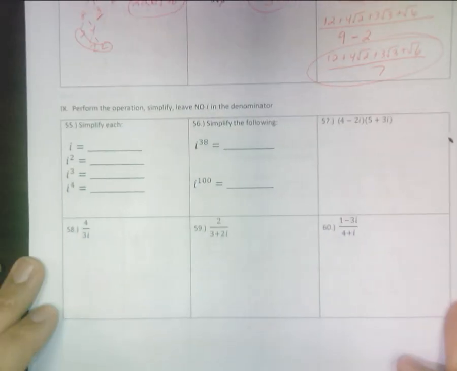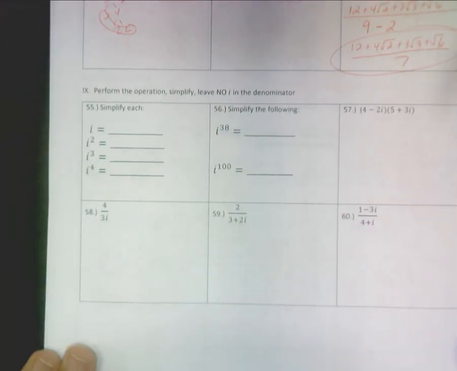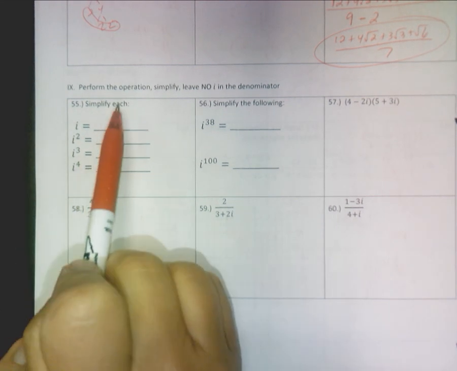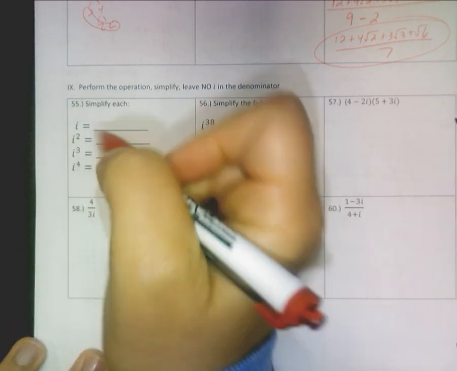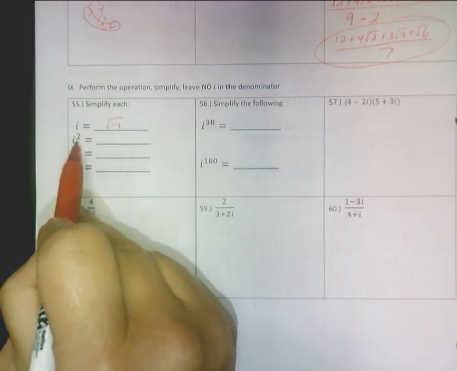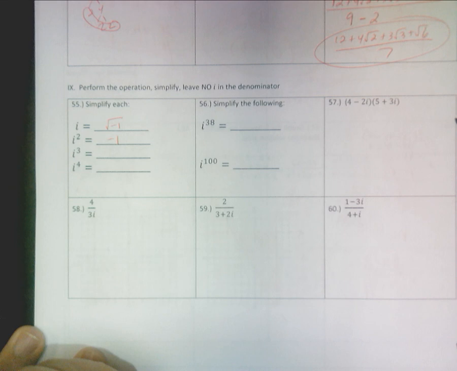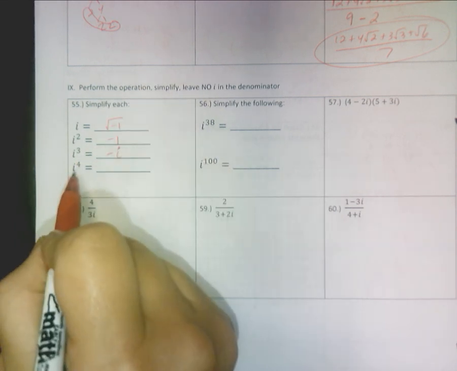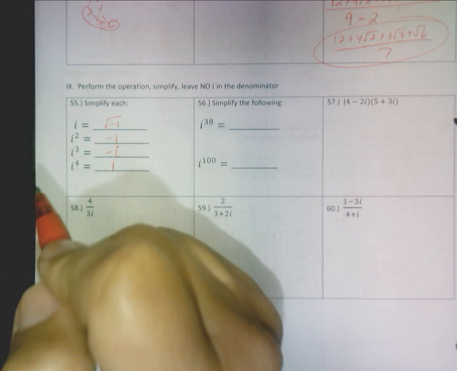All right, last but not least, some i's. If you remember, i's are imaginary numbers, complex numbers system. Just to go over all these with you, i is the same as saying the square root of -1. i squared is -1. i cubed is -i. And i to the 4th is 1, okay?